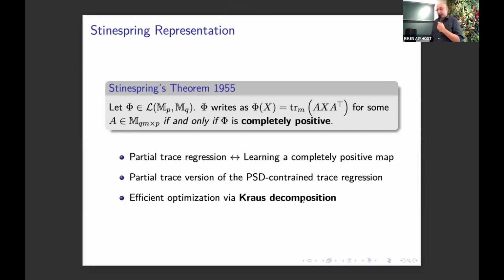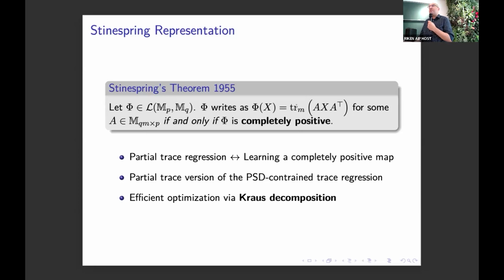Okay, why are we interested in this notion of positivity? Because there is a theorem known in quantum information, the Stinespring theorem, which states that if we have a mapping phi which can be written as follows, this partial trace of A X A transpose, as you can see, this is similar to our trace regression, partial trace regression model. If you have a mapping that can be written like this, it holds if and only if it is completely positive. So if you consider this map, this means that this map is completely positive, and any completely positive map can be written like this. This is the Stinespring theorem, and it allows us to have a connection between the partial trace regression and the notion of complete positivity of linear maps.